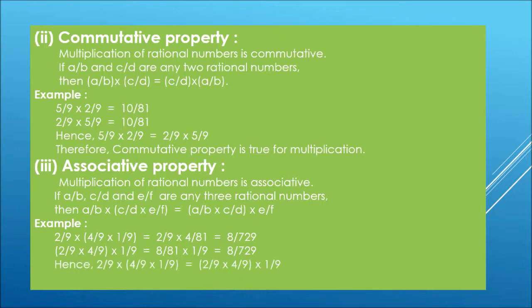Hence, (2/9 × 4/9) × 1/9 is equal to 2/9 × (4/9 × 1/9). Therefore, associative property is true for multiplication.